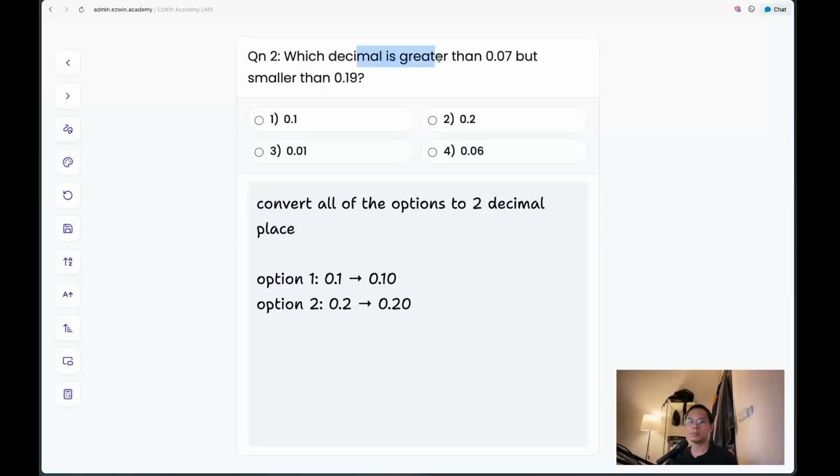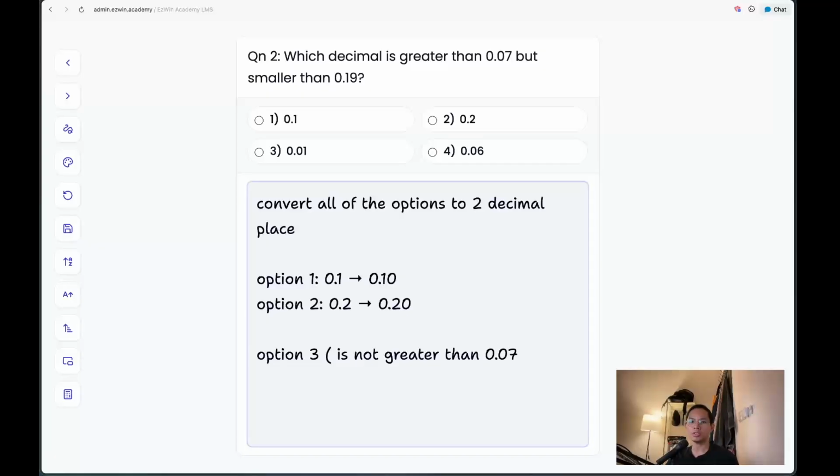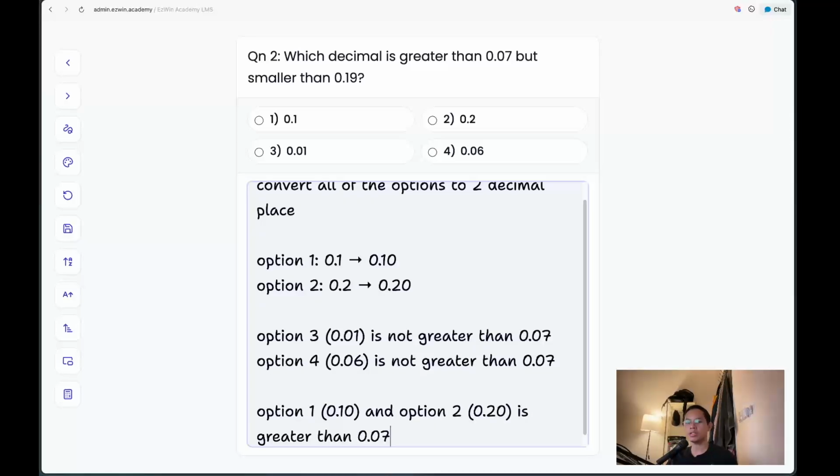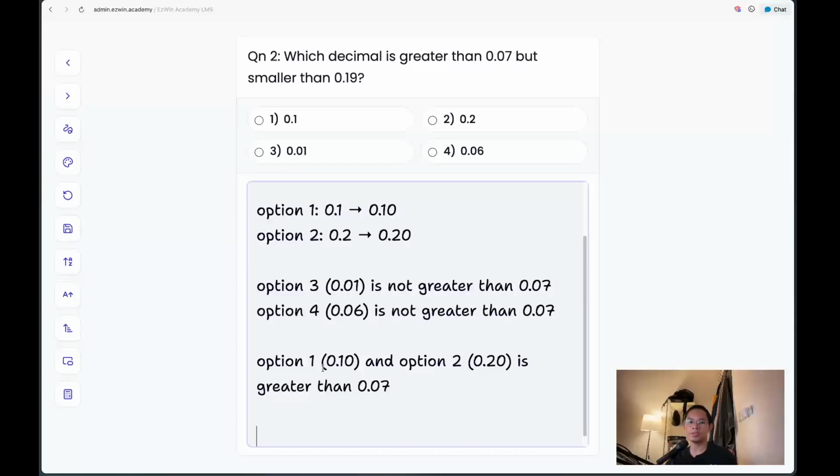Now, which decimal is greater than 0.07? So in this case, option 3 is not greater, right? Option 3 is 0.01. And option 4 is not greater than 0.07, because this is 0.06. Then option 1, which is 0.10, and option 2, which is 0.20, are greater than 0.07. So out of these two options, which one is smaller than 0.19?